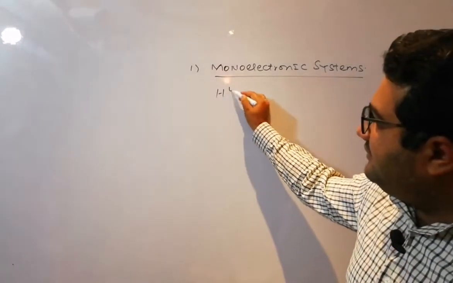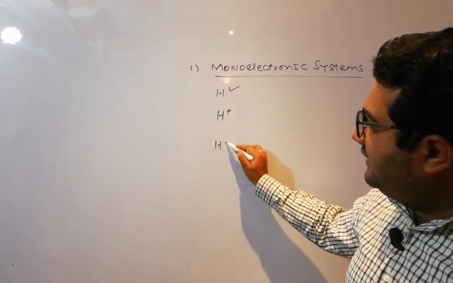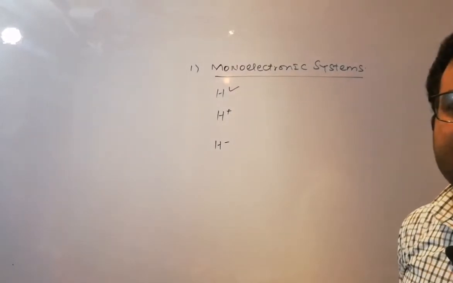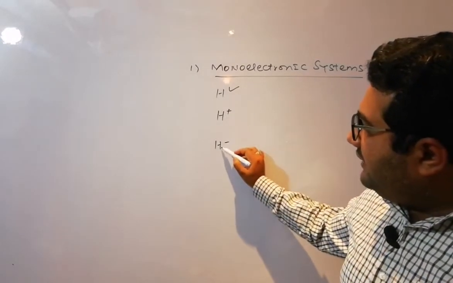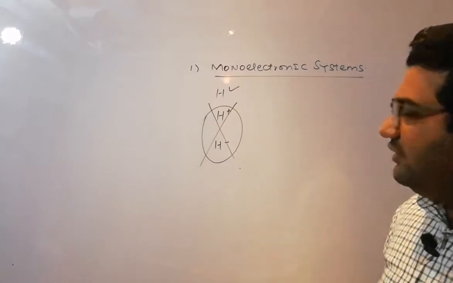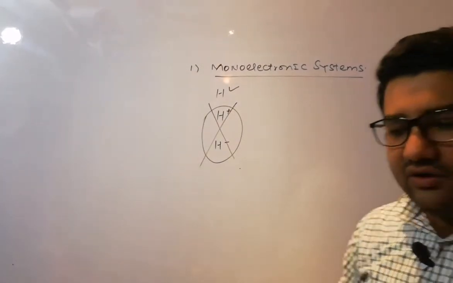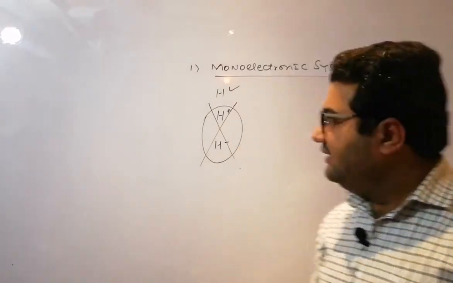It can explain hydrogen, yes. What about H positive and H negative? Does the Bohr model explain these two? One is not having any electron and the other is having two electrons. The Bohr model is not going to explain these two. It will only explain those systems that consist of a single electron.